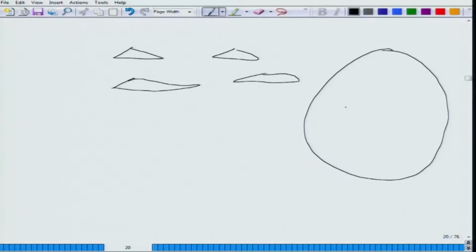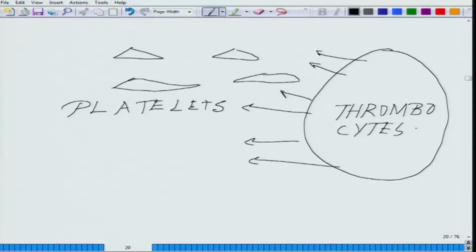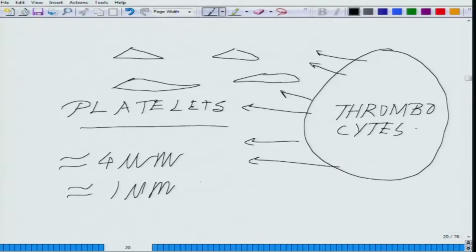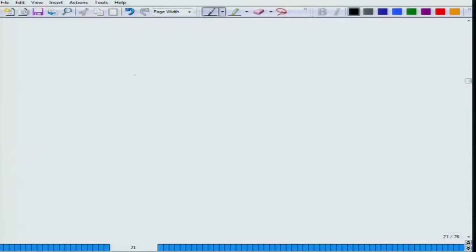these are basically called thrombocytes, and from there come these smaller fragments, which form the platelets. Okay, and their average diameter is around 4 micrometer, and roughly 1 micrometer of thickness. This is essentially talking about their size, okay.